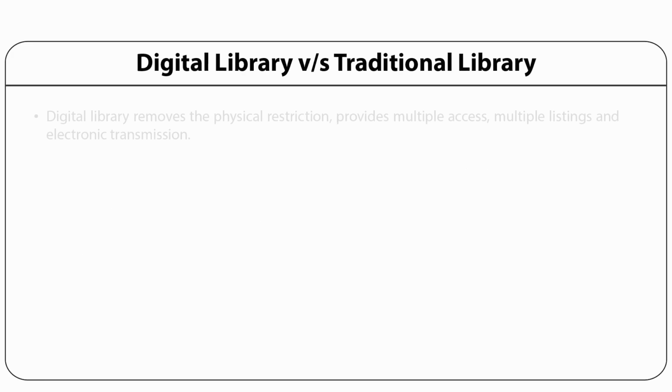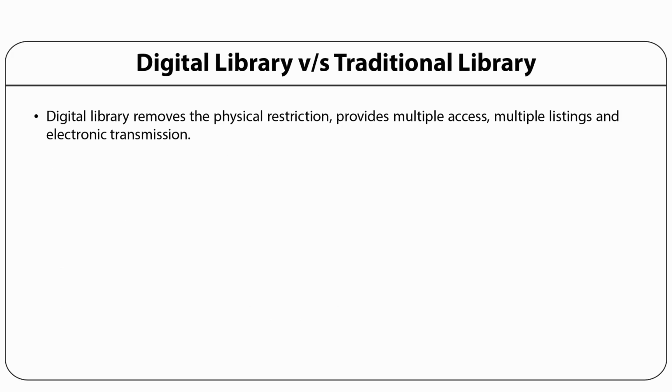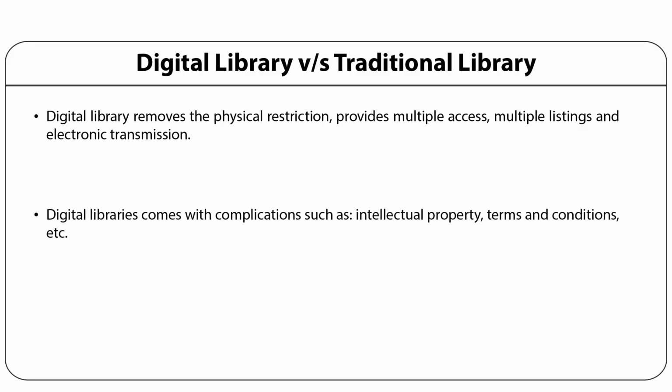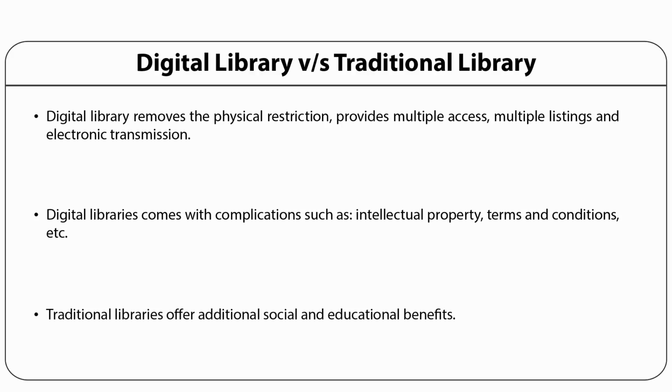Whereas digital library removes the physical restrictions inbuilt into traditional libraries and provides multiple access, multiple listings, and electronic transmission of information. Digital libraries come with complications such as intellectual property rights, digital rights management, terms and conditions, etc. Traditional libraries offer additional social and educational benefits.